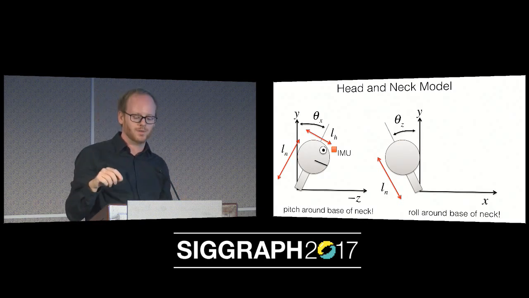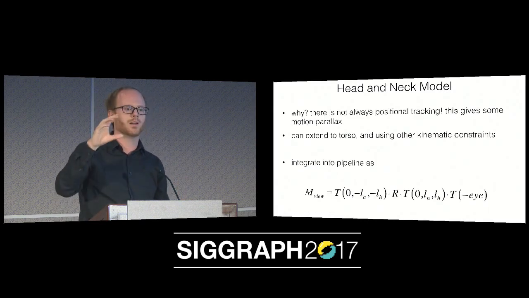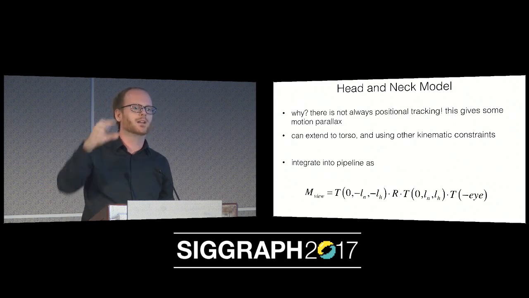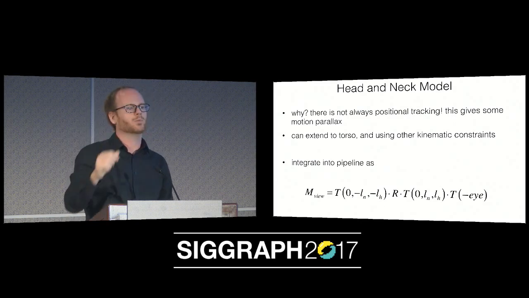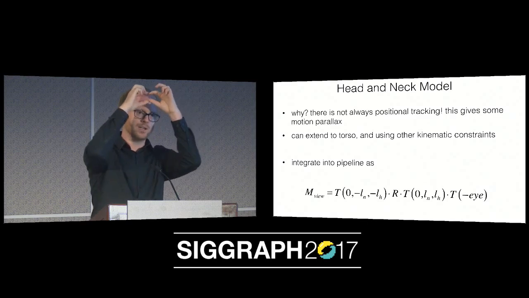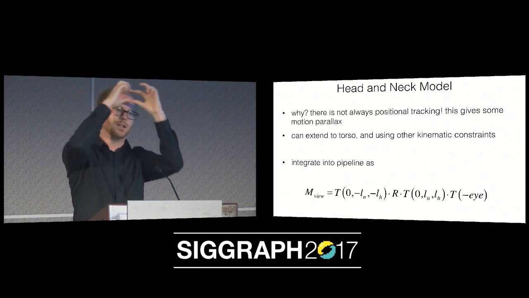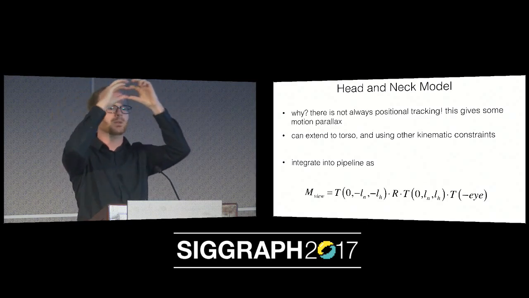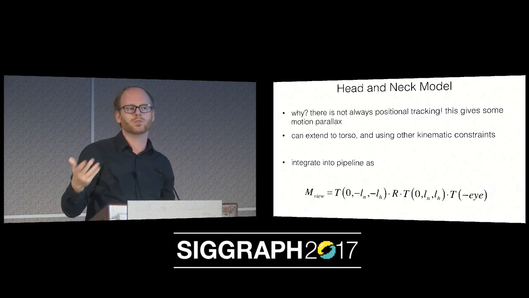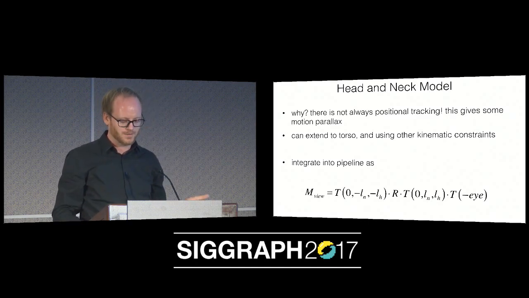What that allows you to do is it gives you a little bit of motion parallax even if you don't have positional tracking. So if you rotate the IMU this way, you know that you didn't rotate your head this way, you actually probably rotated your head this way. So there's a little bit of motion parallax that you can get out of just using the IMU, and it can be quite effective. Okay, so once we have the orientation, we're going to bake that into our view matrix, as we said earlier.